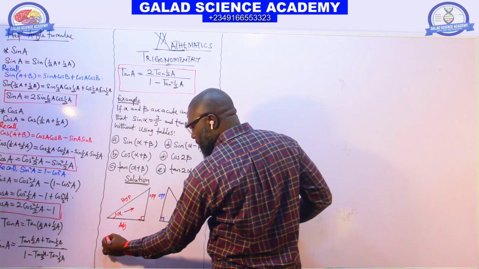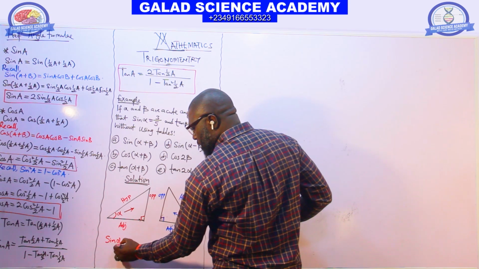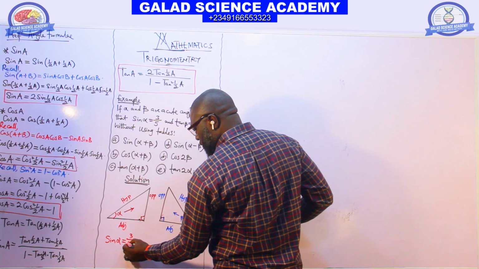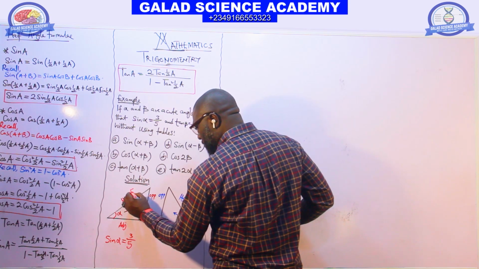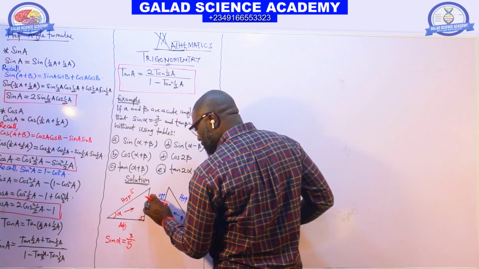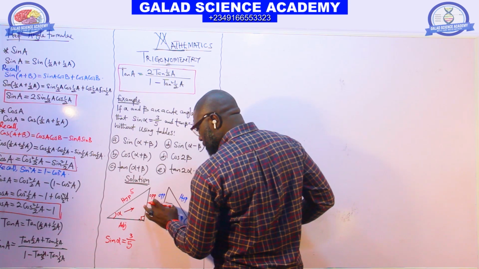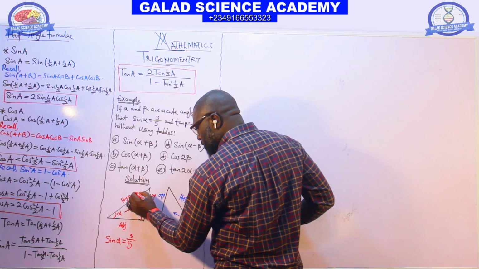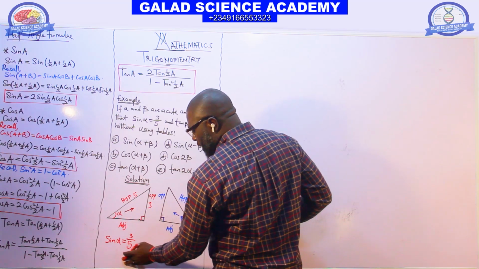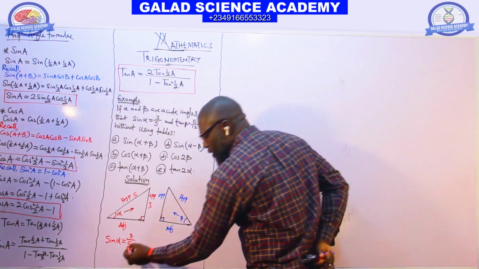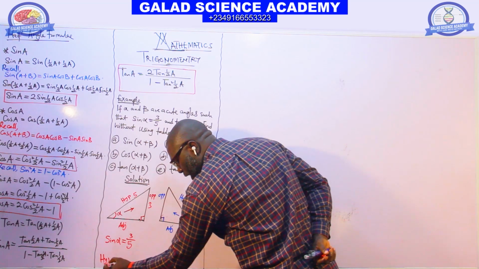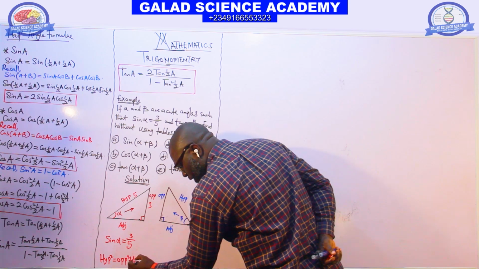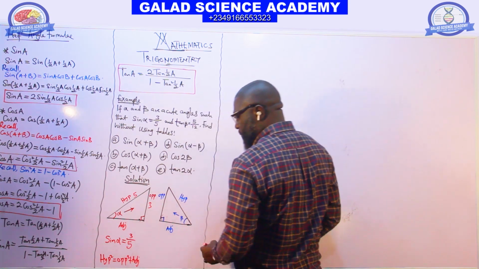So by solving for this, we are given that sine alpha is 3 over 5. That is, here we have 5, here we have 3. Hypotenuse is 5. So we now find the adjacent using Pythagoras theorem. Hypotenuse square equals opposite square plus adjacent square.